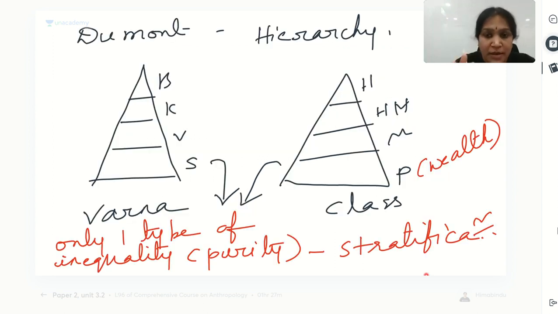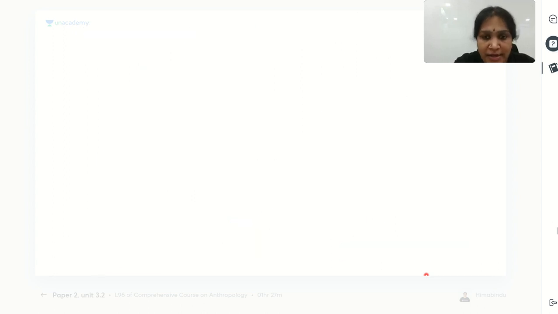Now listen here. Why is this stratification? Because there is only one form of inequality. In Varna it is purity based. In the class system it is wealth based, economy based. Only one form of inequality, so he called it stratification.